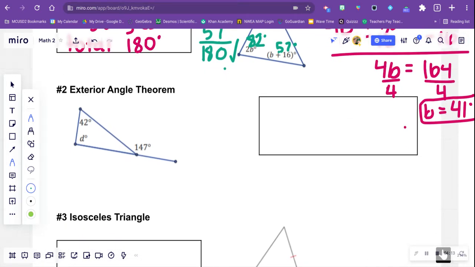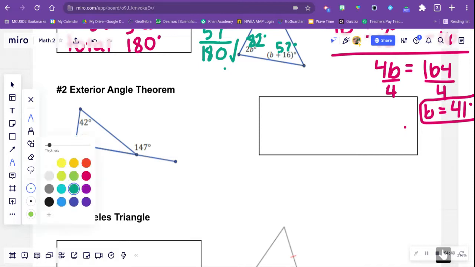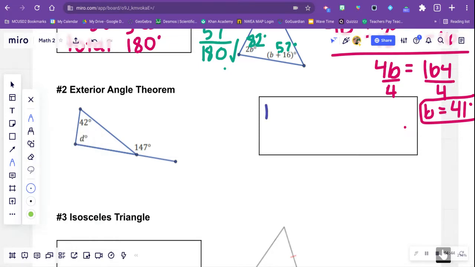And honestly, guys, you don't even need a theorem. You can just use 2 properties, one being every straight line is 180 degrees, and all the angles inside of a triangle have to total 180. So you really don't have to use this theorem, but it's going to save you some time. It's going to save you some steps if you do know the property, which is that the 2 inside angles are going to equal the outside angle.